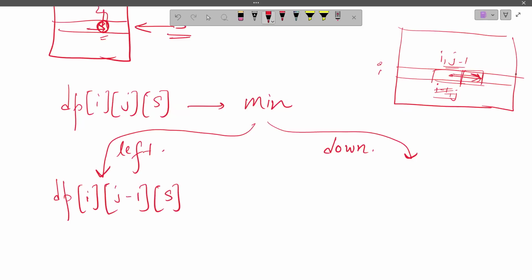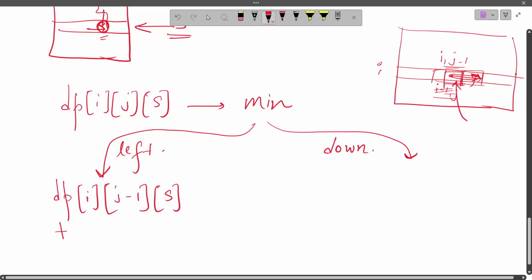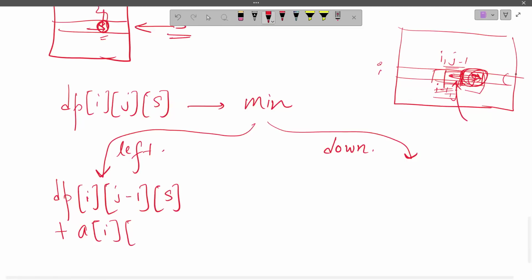So dp i j minus 1 s is basically the cost to reach this cell of the array, and then we just need to move rightward, and that would add a cost. Because the cost is the sum, this would add the cost of a i. But what is the value at j here after s shifts? After s shifts, the value which was at j plus s would have come here, right? So that plus a i j plus s modulo m.